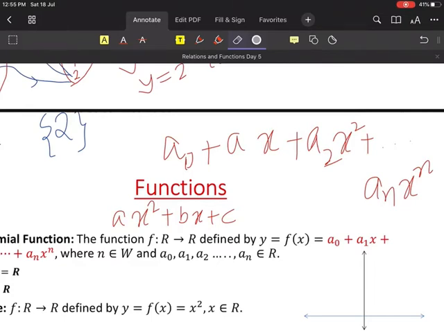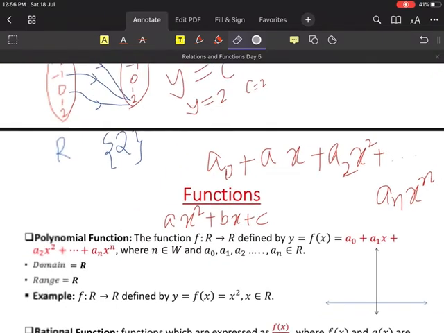Look, ax squared plus bx plus c. Always remember: whenever you find the domain, if there is nothing divided by 0 and there is no square root, I don't care about anything. I will just write the domain as R. Only when I see something divided by 0, or the square root of a negative number, then I will care about the domain. Understood? Clear? Okay? And the range is also R.